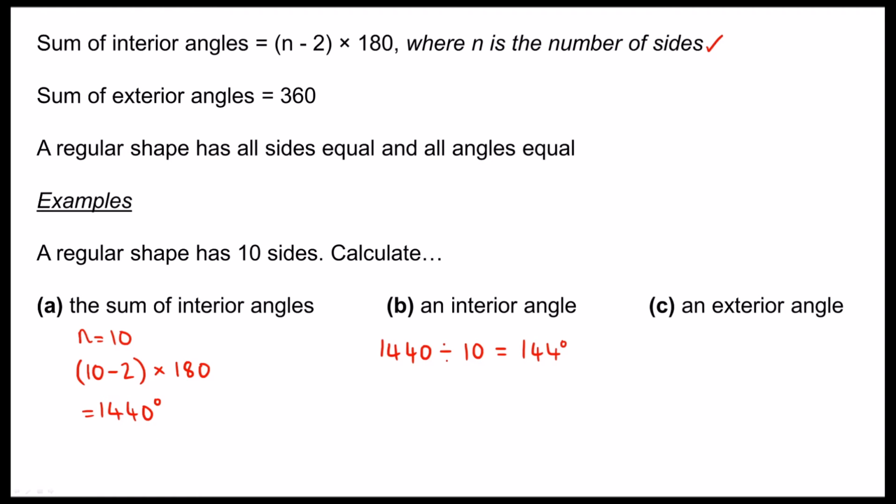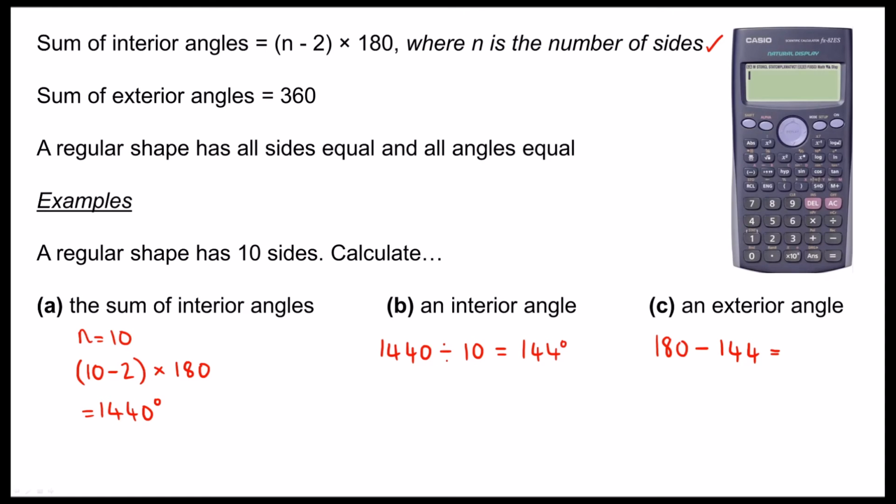Lastly, for part C, I want to work out what one of the exterior angles is. Now I know that the interior and exterior angles always add up to 180 degrees because they make a straight line. So I can simply do 180 subtract my interior angle, which is 144, to get my answer. Again, if I need to, I can use my calculator to work this out. So 180 subtract 144 gives me an exterior angle of 36 degrees.